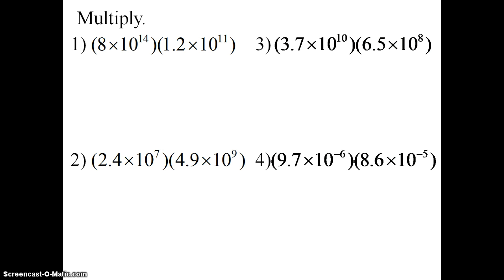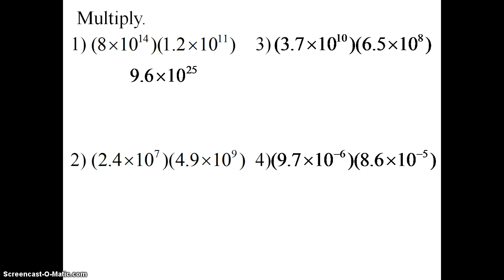So let's try a few on our own. Pause the video, take some time to multiply out these products and see what you get. And then we will come back and reveal the answers. Number 1, if we multiply 8 times 1.2, we end up with 9.6. And again, we just add the exponents because we have the same base, so it's 10 to the 25th power.